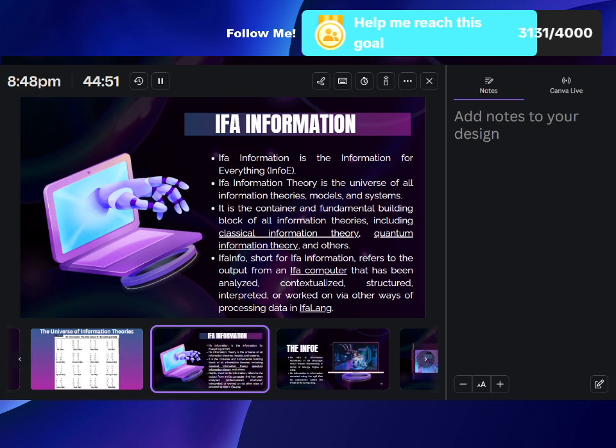So Ifá information, we call it the information for everything. That means the information from the system Ifá, or the information that has been processed using the language of Ifá, contains information on everything, all subjects.